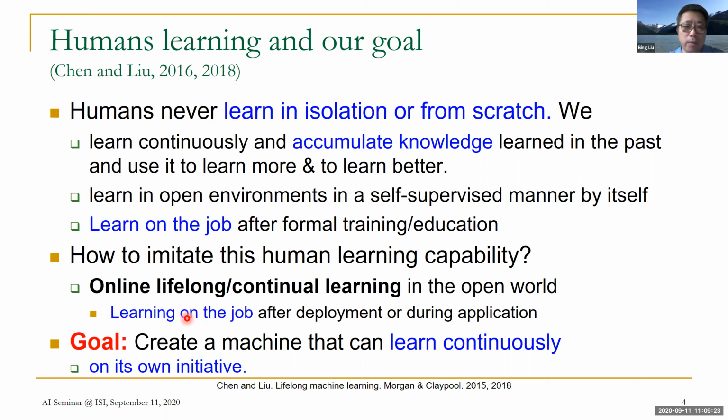Essentially, after model deployment, during applications, the final goal is to create a machine that is able to do it on its own initiative, not being forced to do it, passively. So how do we do this actively in the process of application, not in the process of model building? There are so many algorithms for learning with batch model building. How do we learn in the process of application?